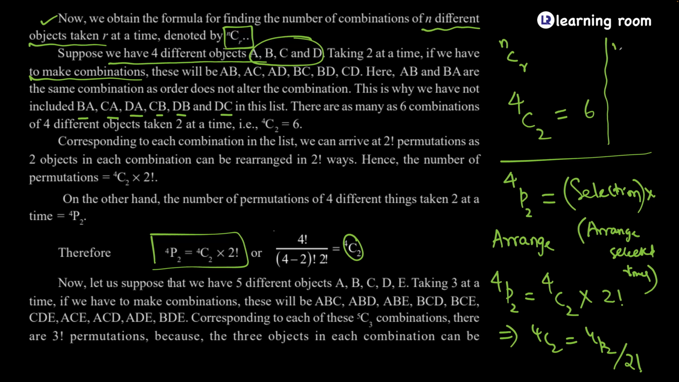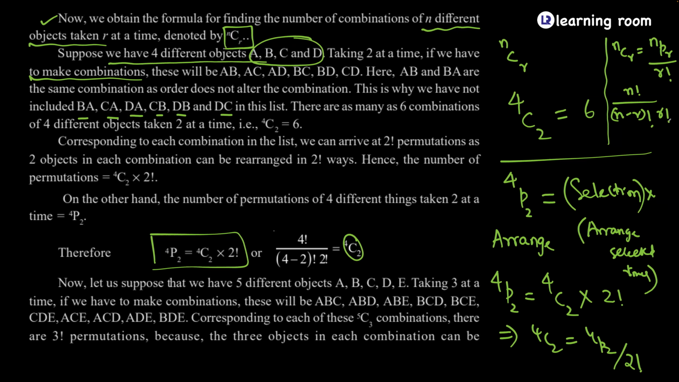Having said that, what can I write nCr as? It is nPr. So instead of 4, I wrote n, and instead of 2, I wrote r. So nCr is equal to nPr divided by r factorial. Meaning, what is nPr? n factorial divided by (n minus r) factorial. That (n minus r) factorial should get multiplied with r factorial for you to calculate nCr.